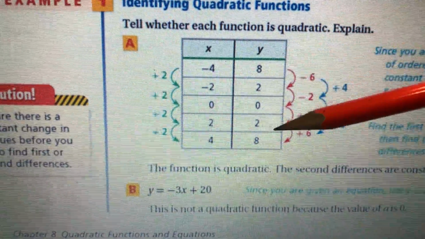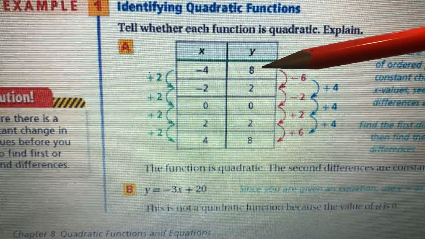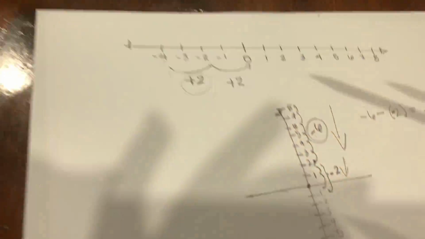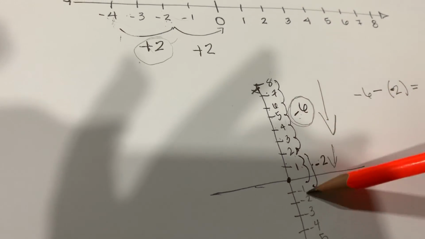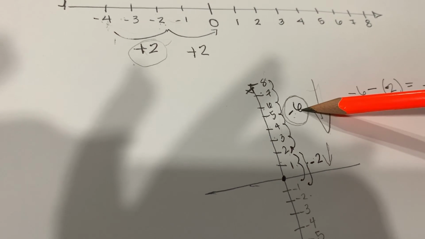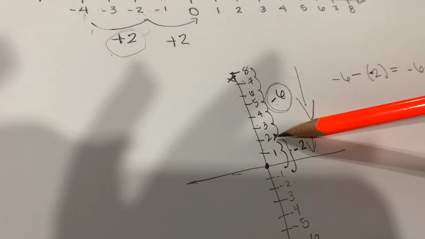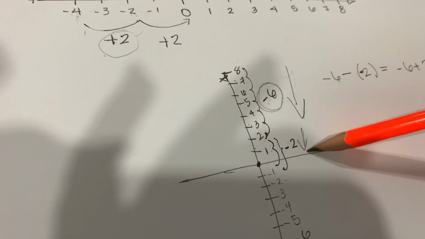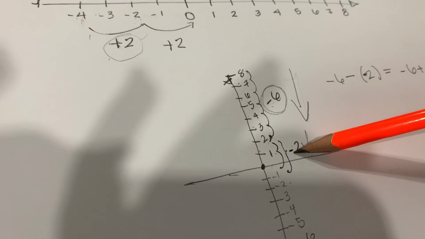Now, in case of the y's, if you were standing on the y-axis at the coordinate 8, which is what I have over here, if I was going from 8 to 2, I would be dropping down 6 spaces. That's where I get the -6. If I was moving from 2 to 0, I would be dropping down 2 spaces. That's where I get the -2.